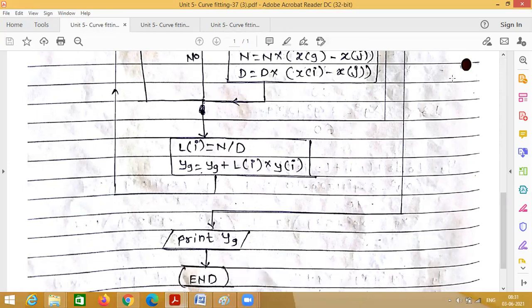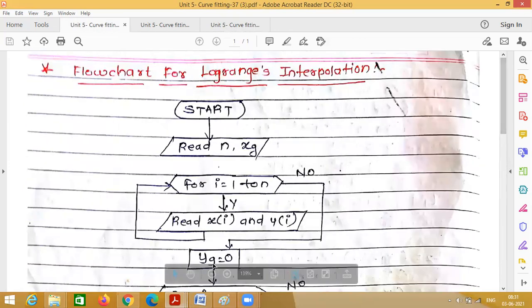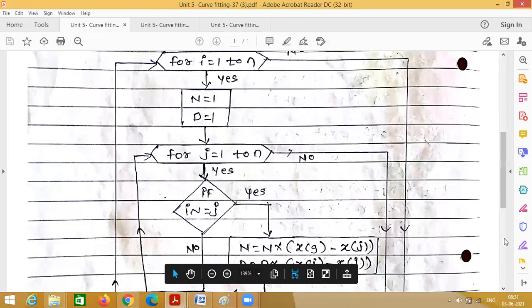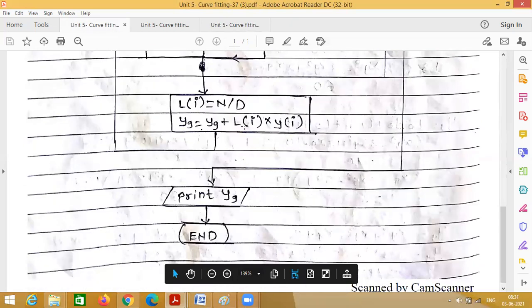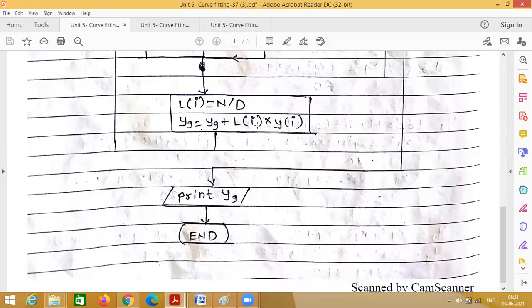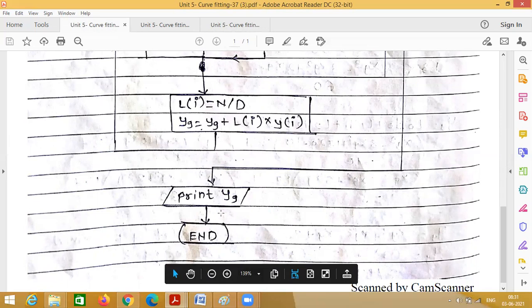So initially yg we have considered as 0. See here yg we have taken 0. So we will get 0 plus L of i into y of i. So for first iteration it becomes L1 y1. For second iteration it becomes L2 y2. For third iteration it becomes L3 y3, and so on. At the end you will get the total sum of this yg, and that yg is your answer, and you can print this answer. So this is about the flowchart.